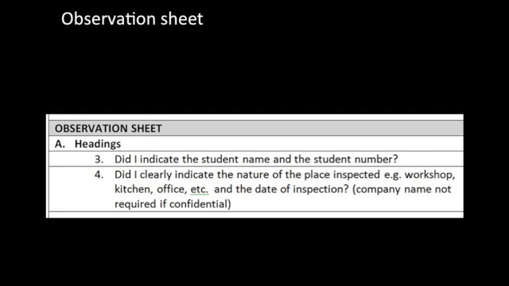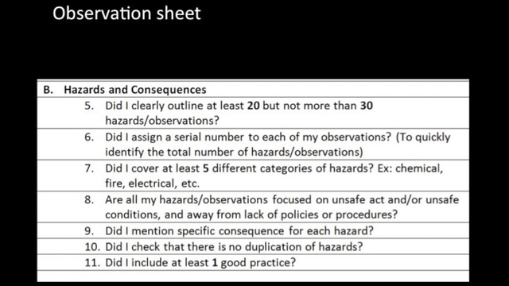You start with the headings. You ask yourself, did I indicate the student name and student number? These are very important. Did I clearly indicate the nature of the place being inspected? Like, for example, is it a workshop? Is it an office? The scope of the activity? And the date of the inspection. You do not need to mention your company exact name if it is confidential, but we need to know the activity of the company. Also, if you'd like to tell us what country it was in, you can still add that during the introduction of the report.